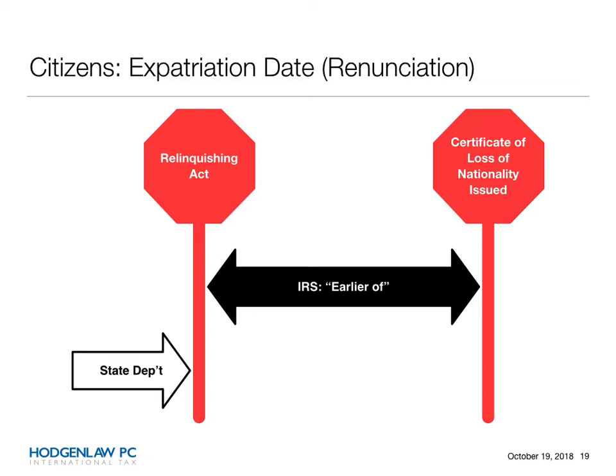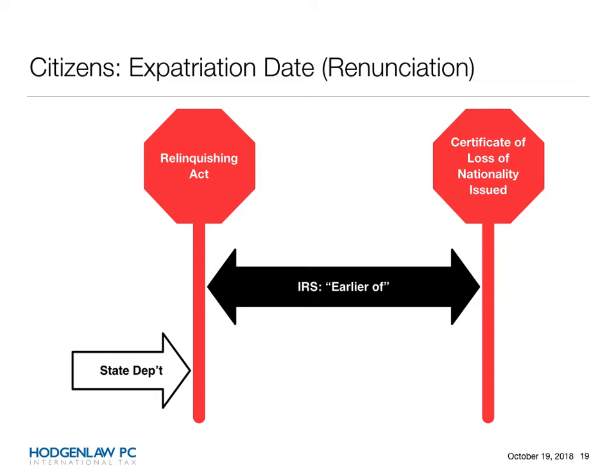So I'm going to ask you, on what planet will the State Department ever issue you a document saying you lost your U.S. nationality before you actually lost your U.S. nationality? So the code in section 877A(g)(4) is kind of dumb. I mean, this earlier of language is simply irrelevant. And so for a renunciation, it's really clear.